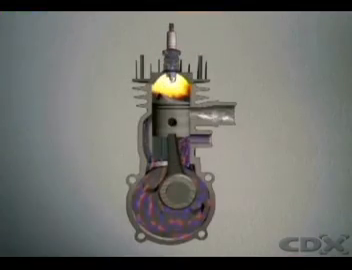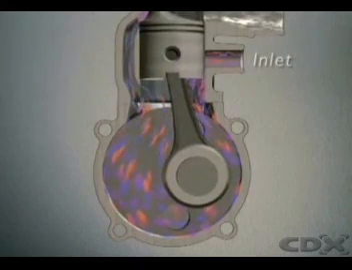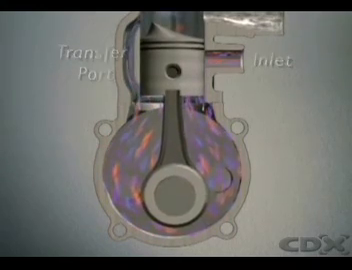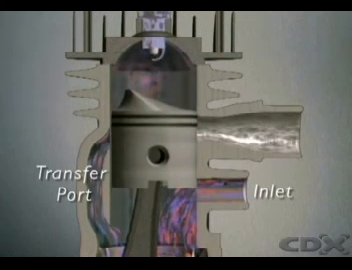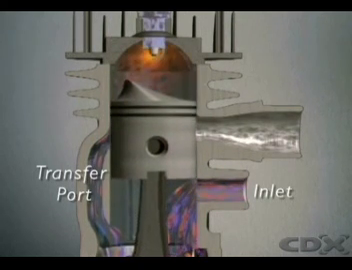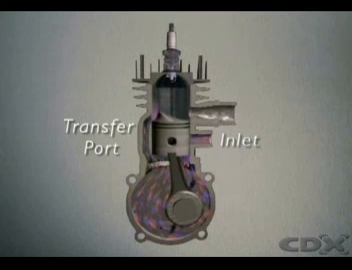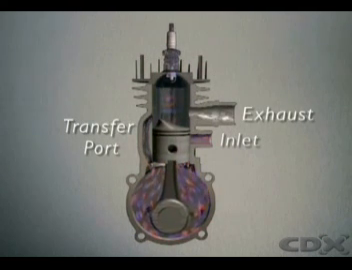Intake occurs when the air-fuel mixture enters the crankcase. It's then transferred from the crankcase to above the piston. Compression, forcing the mixture into a small volume. Ignition, when the spark from the spark plug ignites the mixture and it burns. Power, where energy released by combustion generates the force that turns the crankshaft. And exhaust, removing leftover gases.